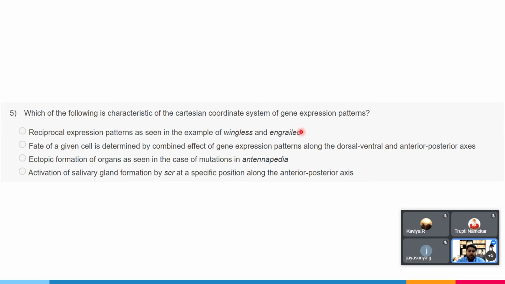So where exactly, spatially, a gene will be expressed is maintained by which of the following? The first option is reciprocal expression pattern as seen in the example of Wingless and Engrailed. Option two: fate of a given cell is determined by the combined effect of gene expression patterns along the dorsoventral and the anterior posterior axes. Option three: ectopic formation of organs, as seen in the case of mutations in antennapedia, and activation of salivary gland formation by SCR at a specific position along the anterior posterior axis.